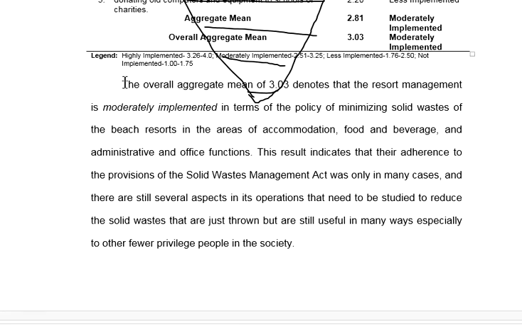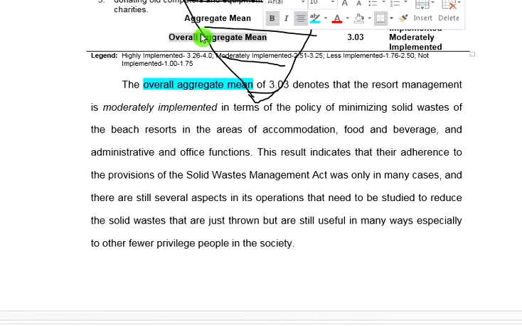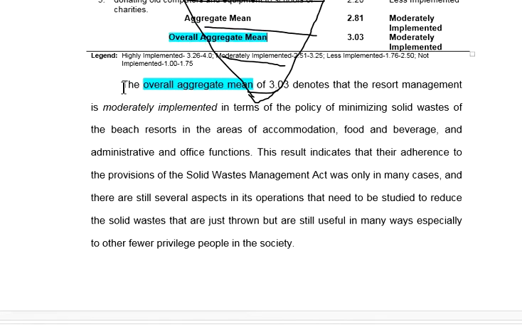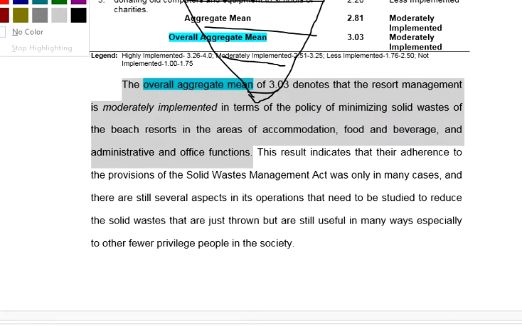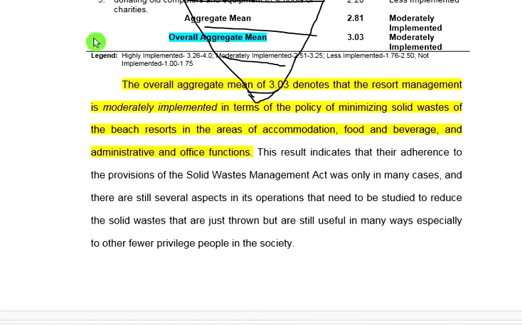So let's take an example here. In the presentation of the data using paragraph form, it starts with the overall aggregate mean. So this is the overall aggregate mean. You have the presentation of the data using paragraph form. I will highlight again here with a yellow highlight.